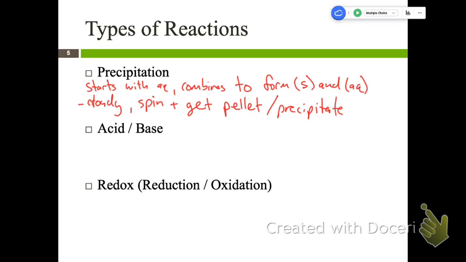Can I get a new voice giving some idea of an acid-base reaction? What comes to mind when we think of acid-base? Okay, so Dylan is quietly saying neutralization is something that comes to mind. Great. What else can we add to that?